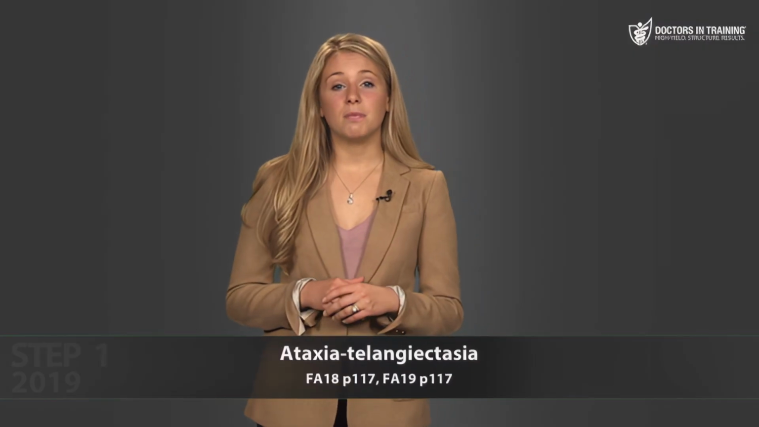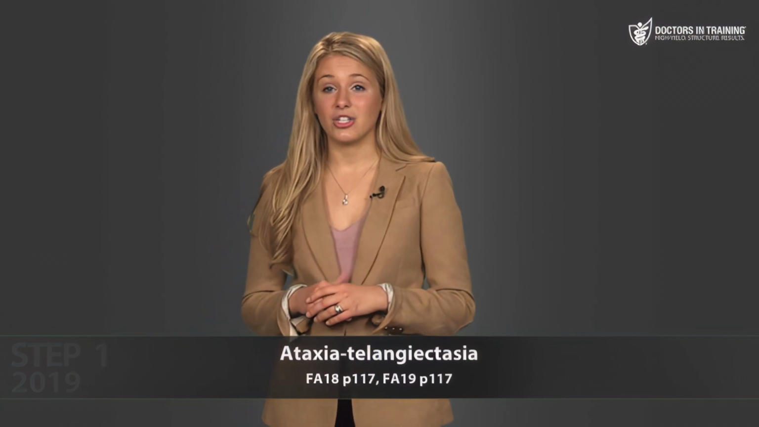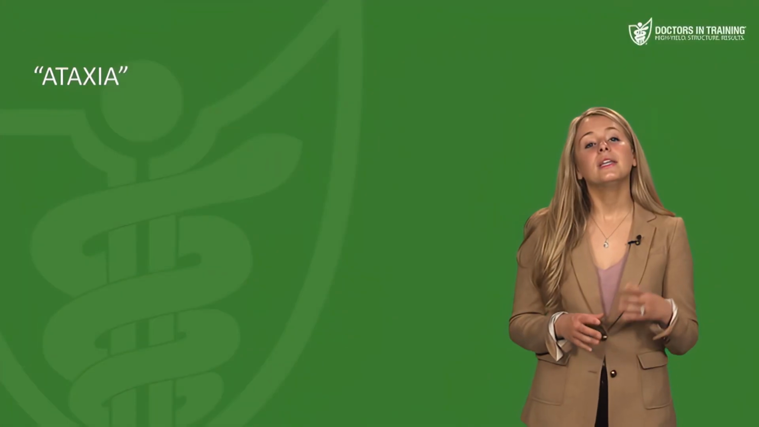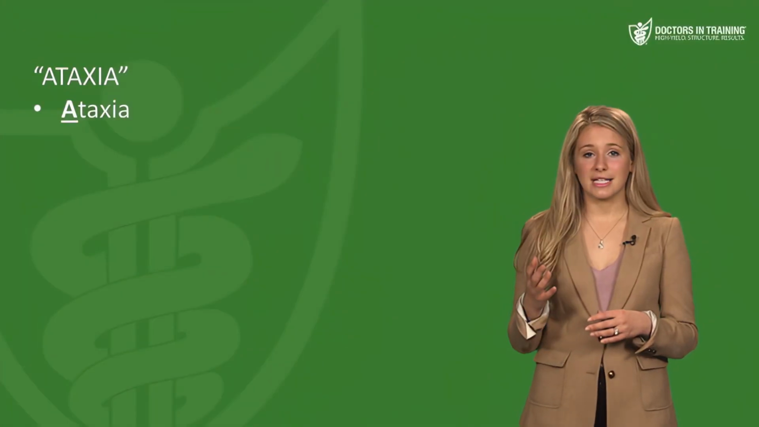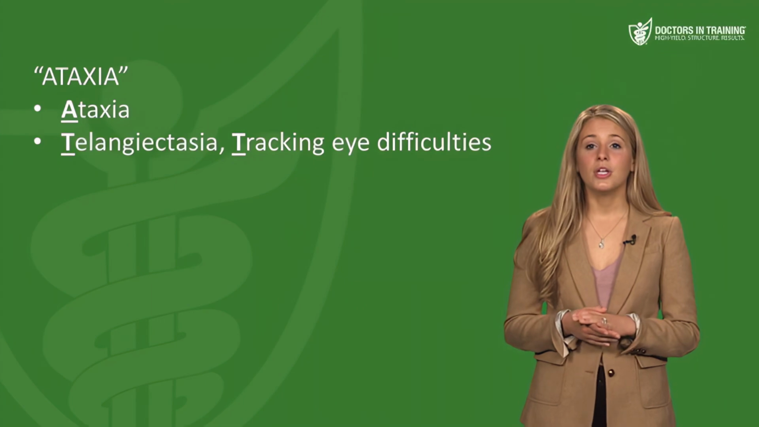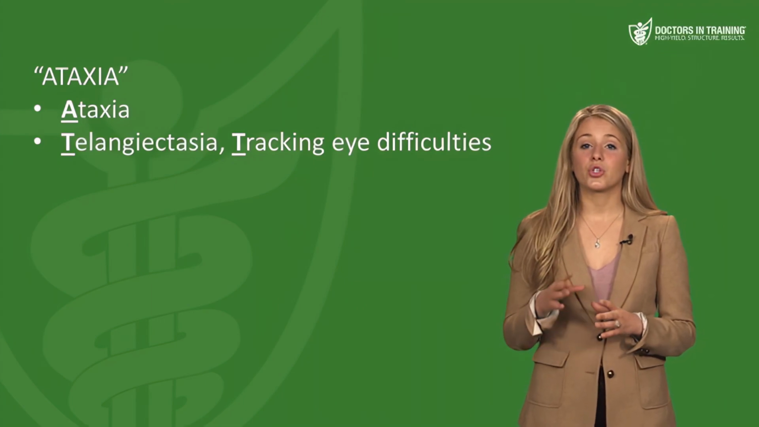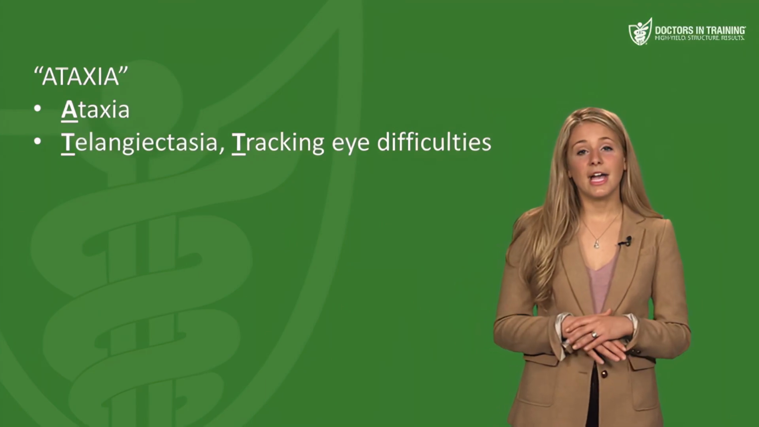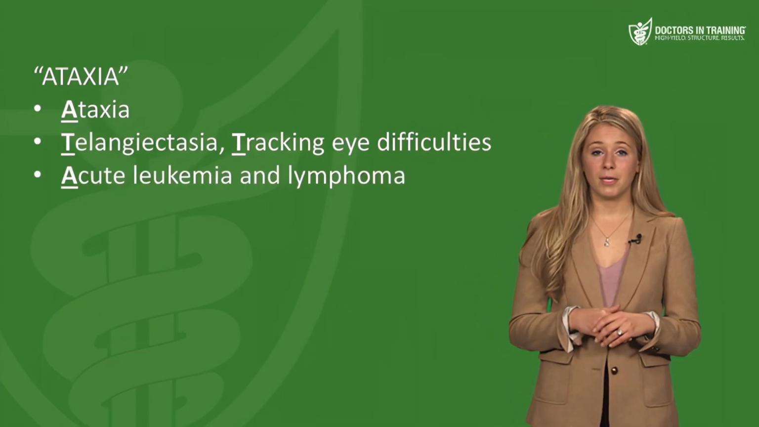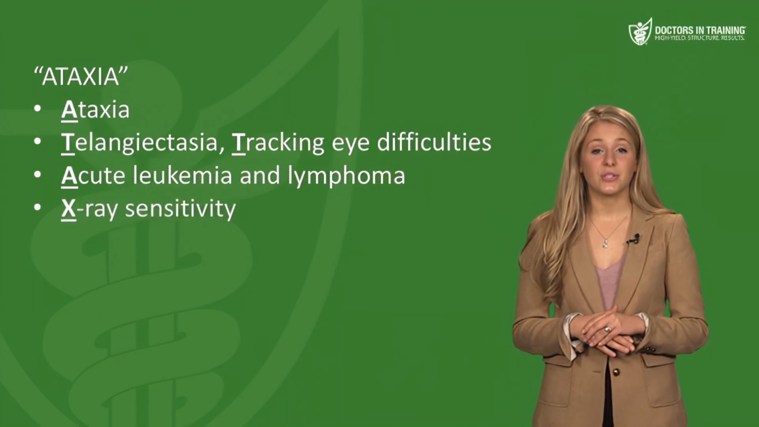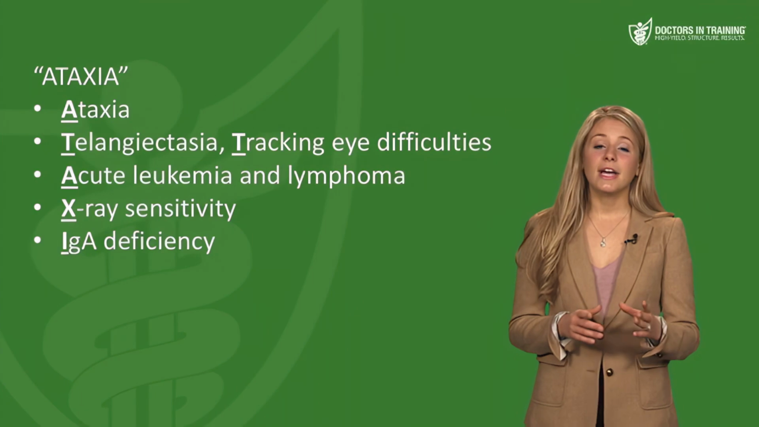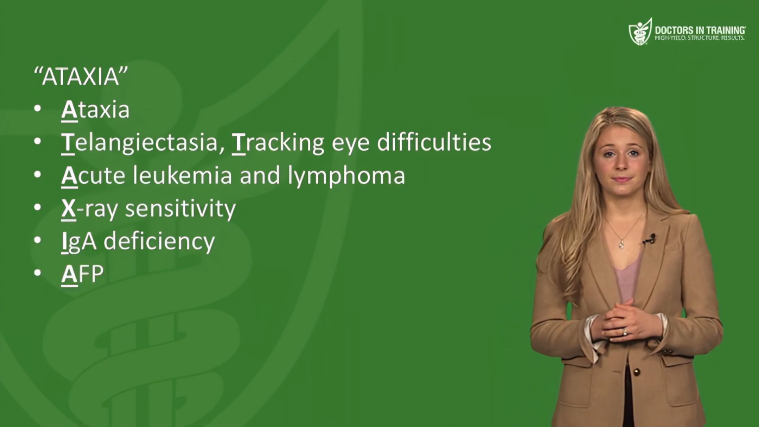A student sent us a mnemonic for the features of ataxia-telangiectasia, which is simply in the word ataxia. The A and the T are for ataxia and telangiectasia. You can also let the T stand for tracking eye difficulties or poor smooth pursuit. The other A is for acute leukemia and lymphoma, X is for X-ray sensitivity, and I is for IgA deficiency. The final A is for AFP.